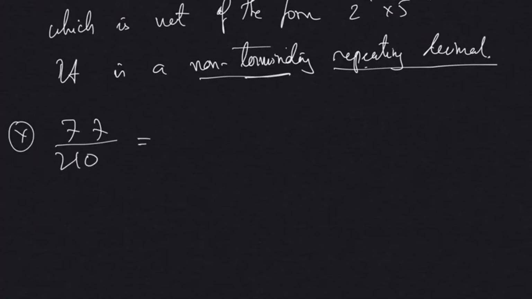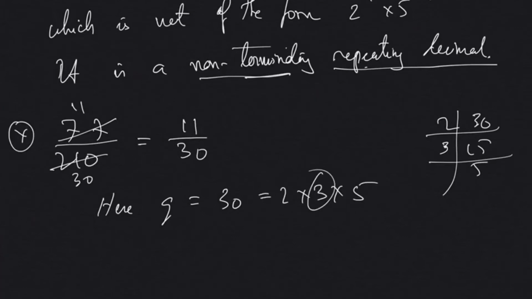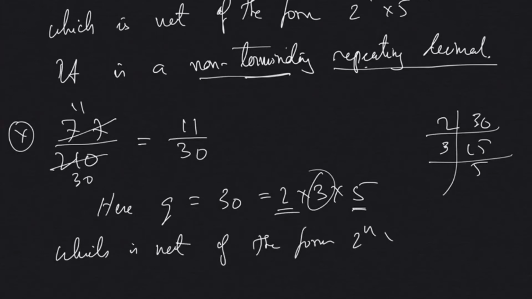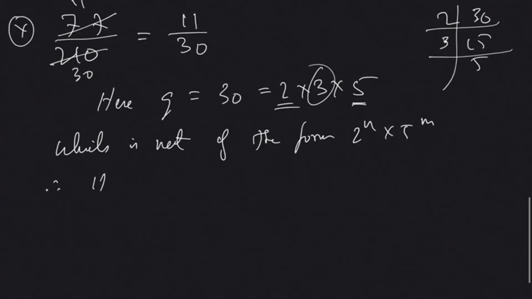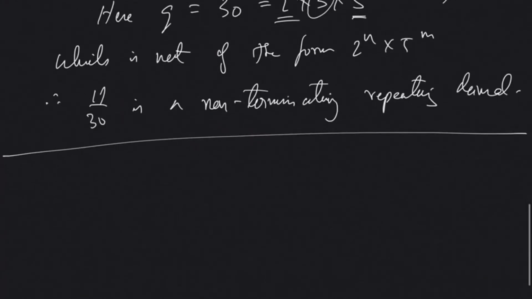77 by 210, cancel, 7 elevens are 77, 7 thirties are 210, so 11 by 30. The denominator is 30. Let us factorize it: 2 times 15, 3 times 5, so 30 is equal to 2 into 3 into 5. The problem here is the 3. It is not made up of only 2s and 5s, that is, it is not of the form 2 power n into 5 power m. Therefore 11 by 30 is a non-terminating but repeating decimal.